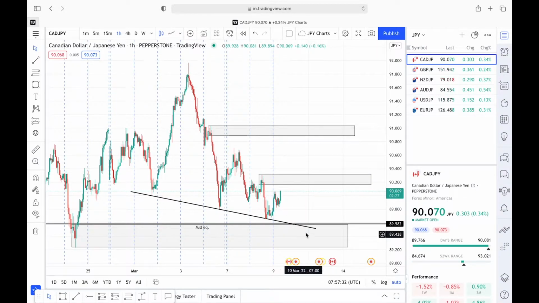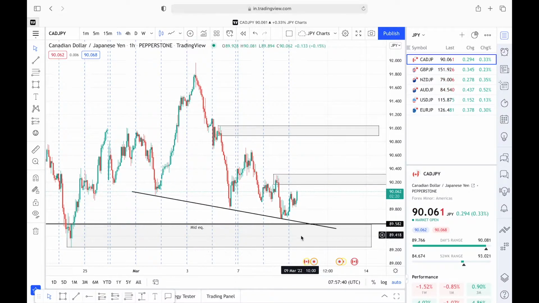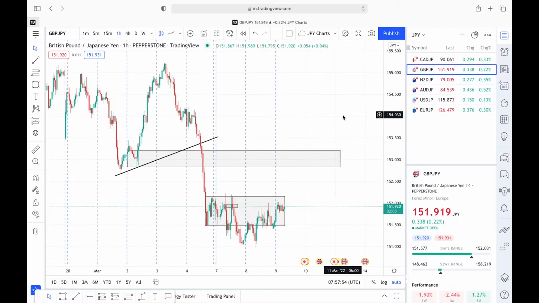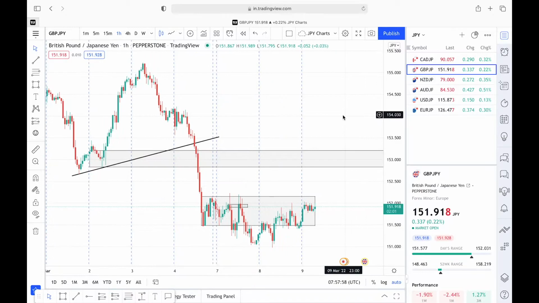And if it does not do that and maybe enters this very zone and I notice a change of character, breaking market structure, and that meets with my criteria, I'll be buying up into this very zone. So as simple as that. Let me quickly jump into the next one, GBP JPY. Just keep it simple.